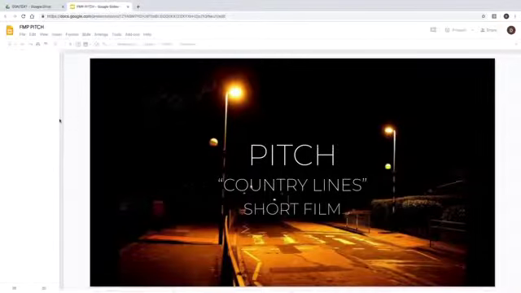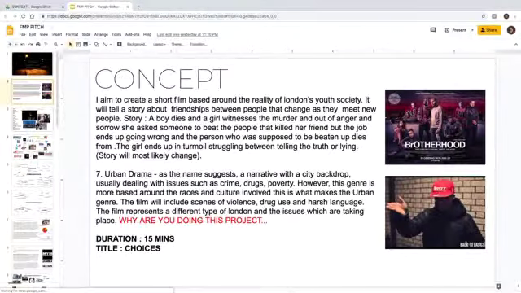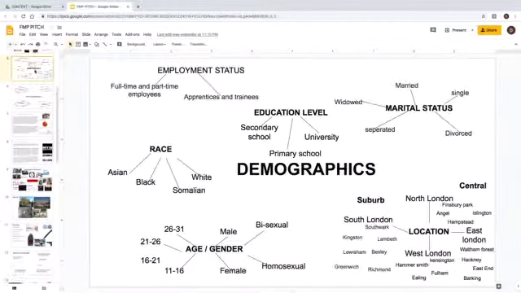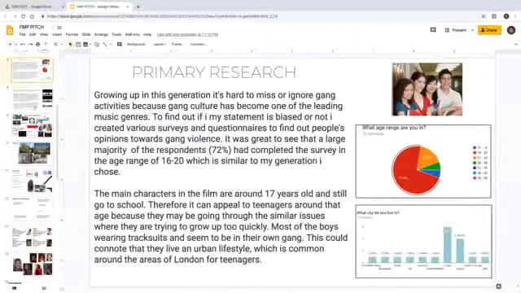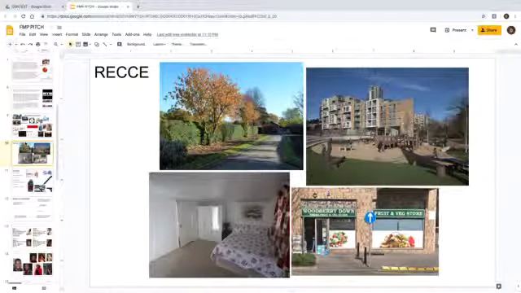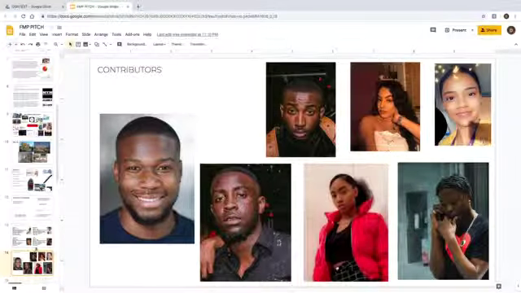So in my pitch, I just went into detail about my idea, what I wanted to do, the hooks and themes, the demographics and psychographics, primary research, target market, recce reports, so like the locations that I wanted to film in, secondary research, and the contributors themselves.